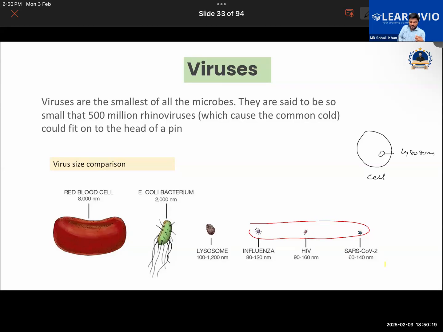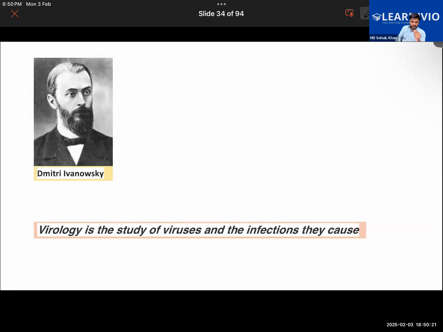Further, they are unicellular also. Now you answer me, who discovered viruses for the first time? The name and the picture are given here. The person that you see here, Dmitry Ivanovsky, is credited for discovering the first virus. The branch of science in which we study viruses and the diseases that they spread is called virology.